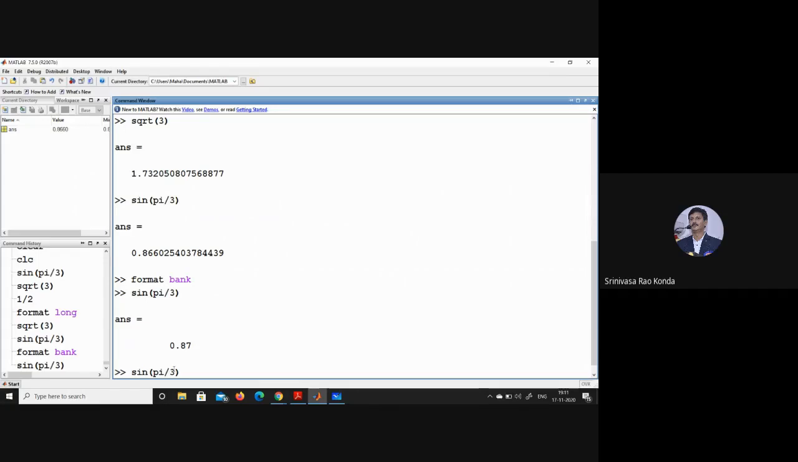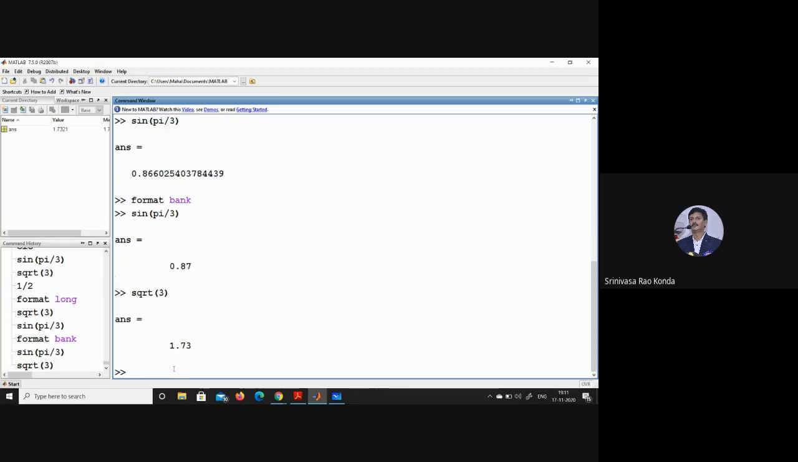If you press the up arrow, you can see the previous commands. Am I correct? I'm using the up arrow, up and down arrow. This is the up and down arrow. It is present in the laptop, on the right hand side corner. Okay, like this.